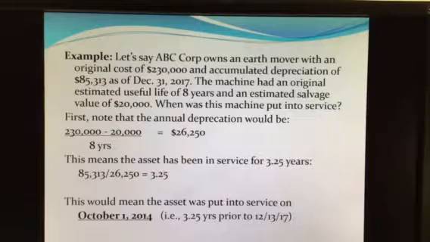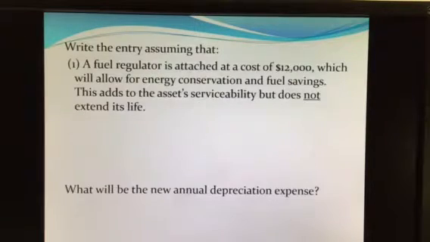December 31st of 2017. Okay, given that, now we want to be able to write the entry assuming that a fuel regulator is attached at a cost of $12,000, which will allow for energy conservation and fuel savings. This adds to the asset's serviceability, but does not extend its useful life. And so we want to first of all be able to record that entry and then to recognize that that change will result in a revised annual depreciation amount.